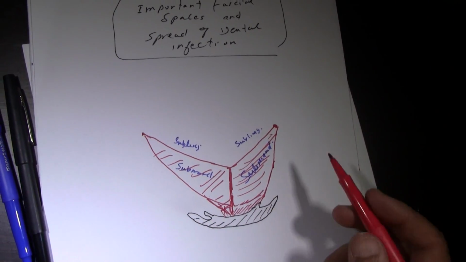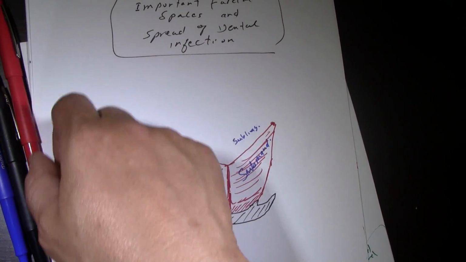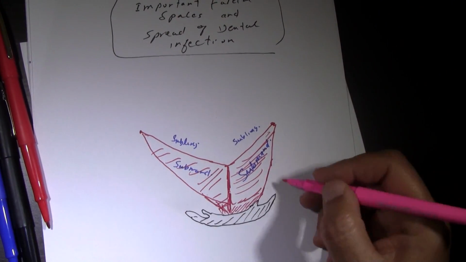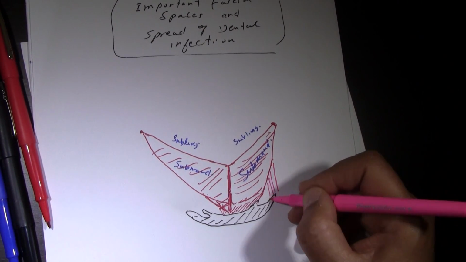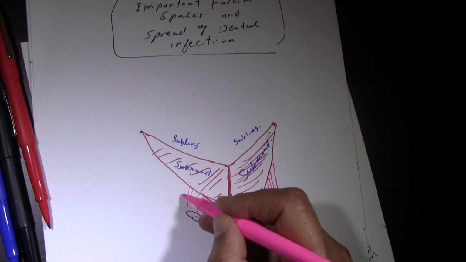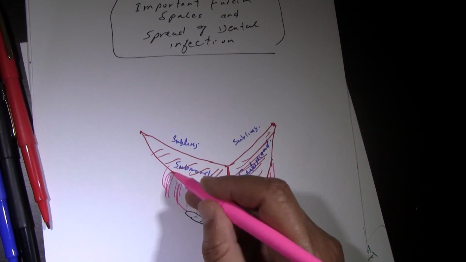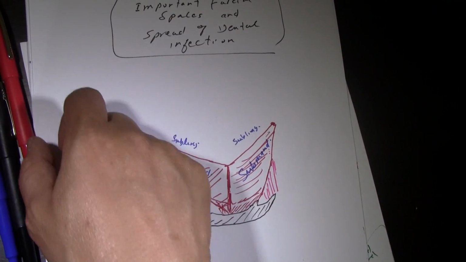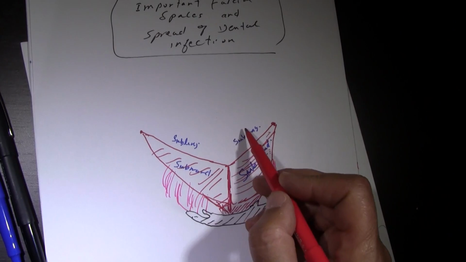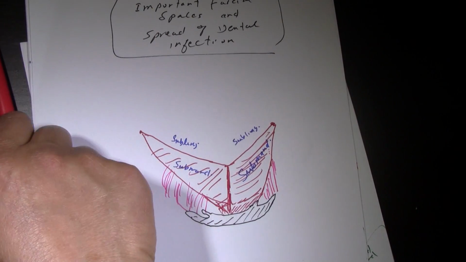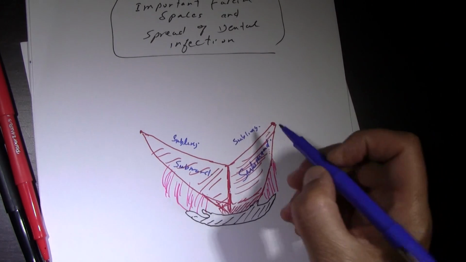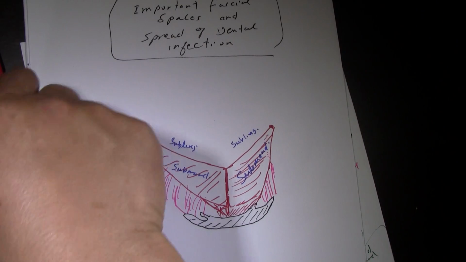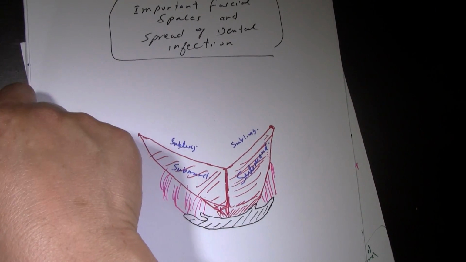Keep in mind that posterior to the mylohyoid muscle, and extending deep to the mylohyoid muscle, is going to be which muscle? Hyoglossus muscle. Hyoglossus muscle extends from the hyoid bone up to the tongue, right? And is going to extend deep. So this is the sublingual and this is submandibular. If I ask you, infection here in the sublingual space, can it spread to the submandibular? Yes, it can extend behind.